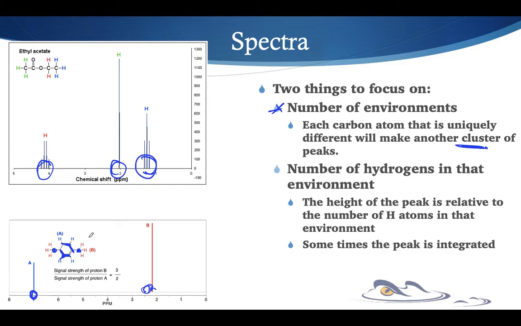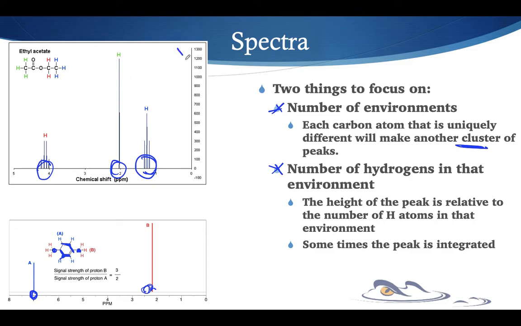Okay, let's talk about the second thing that we need to focus on with the spectras. That is how many hydrogens are in that particular environment. We can get that information from the height of the peak, how tall the peak is. And it's not always, that's kind of a mistake in saying that, because it's not always how tall the peak is, it's how tall the integration of the peak is. I've got to explain that for a second. So the higher the peak, then the more hydrogens is what I'm trying to say, but it's the higher the integrated peak is, the more hydrogens.